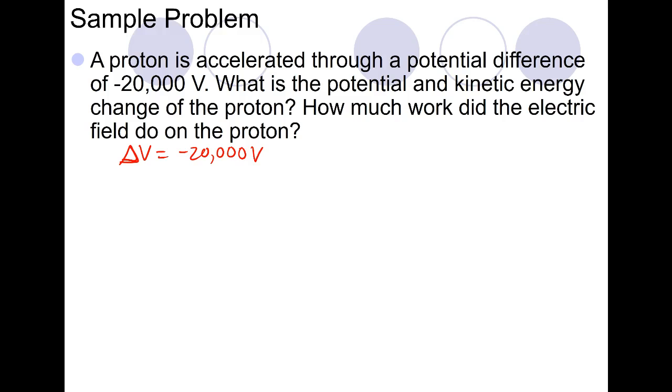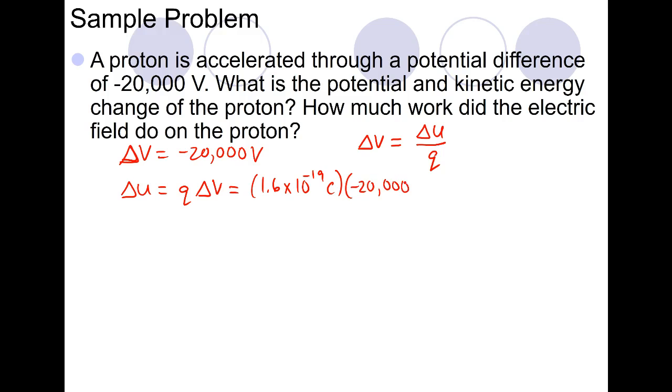Okay, well, we want to go back to our definition of what potential difference is, and potential difference is change in potential energy per charge. So that means that delta U is just going to be Q delta V. So it's 1.6 times 10 to the negative 19th coulombs times negative 20,000 volts.